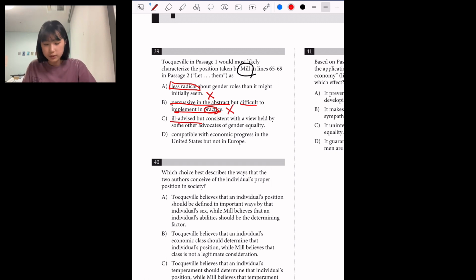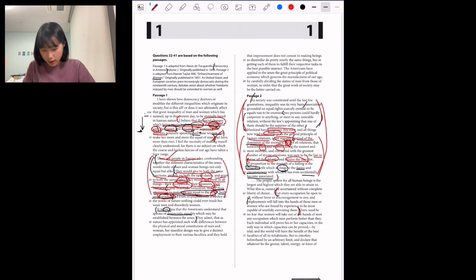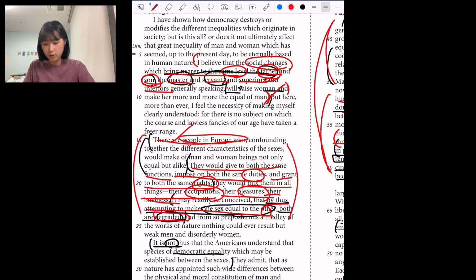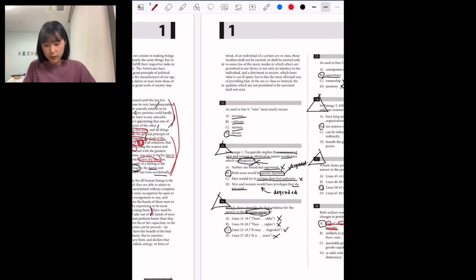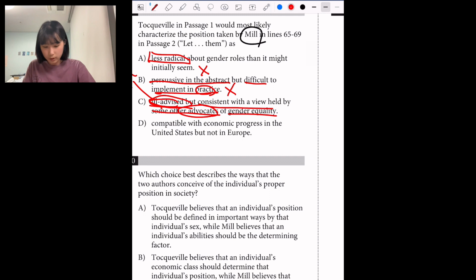C, ill-advised but consistent with the view held by some other advocates of gender equality. See, this is exactly a very ideal paraphrasing of what we just read in passage 2, saying that it will degrade it, so it's ill-advised. He doesn't advise acting in that way, and he doesn't advise society going in that direction, but it is consistent with, as it says here, people in Europe who combine together the different characteristics of the sexes. So basically it's saying that these other advocates are the European people who think that occupation opportunities for men and women should be equal.